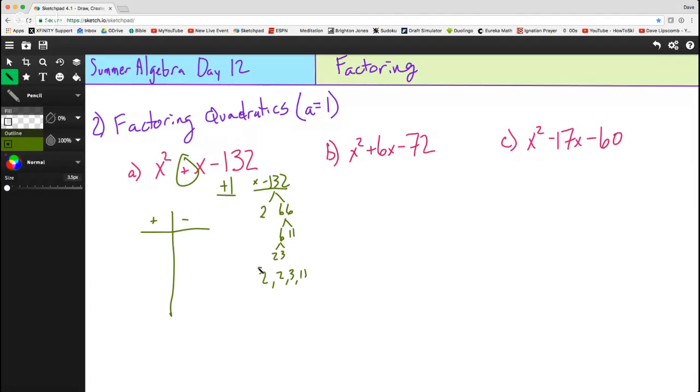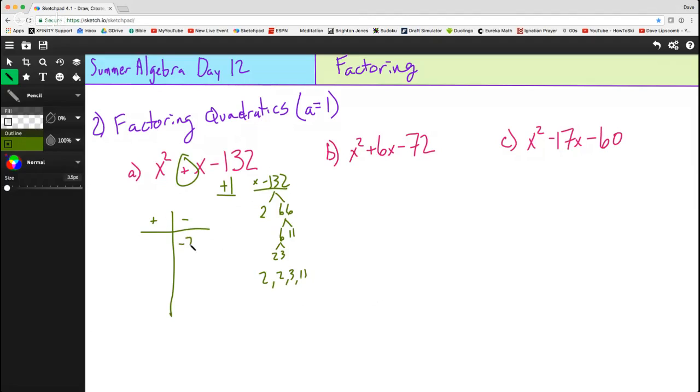So I could take 2 times this to multiply to 132, or I could take 4 times this, or I could take these two numbers times these two numbers. And all of those will give me 132 because these are my factors of 132. So I need to find numbers that add to 1. So that's going to be a bigger positive number and a smaller negative. Well, let's try that. My small number will be the negative number, and my big one has to be the positive.